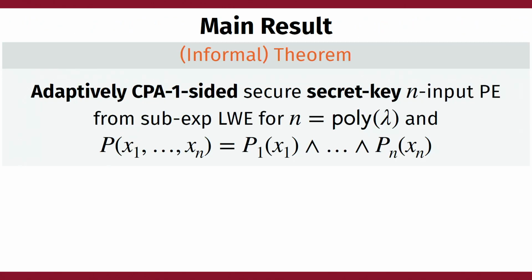So we have a construction for this setting. We achieve adaptively secure CPA one-sided multi-input predicate encryption in the secret key setting. The number of inputs can be any polynomial in the security parameter, and the assumption is sub-exponential WE. And the class of predicates that we support is the one that you see here. So it's essentially a conjunction of arbitrary predicates, where each predicate takes as input one input of the corresponding sender. So for example, P1 takes as input the input encrypted by the first sender.